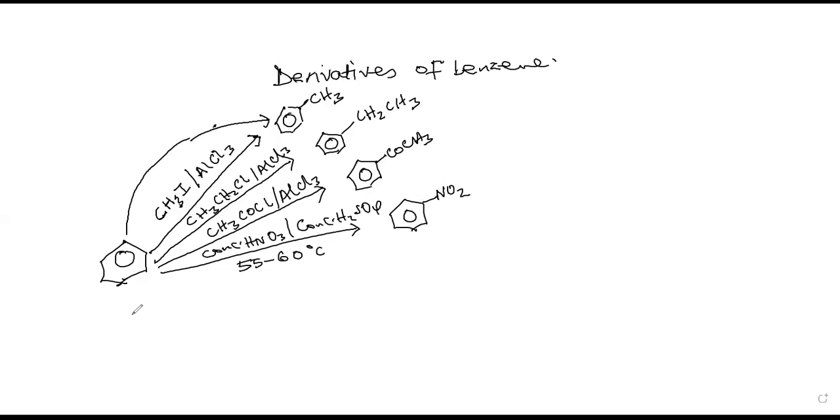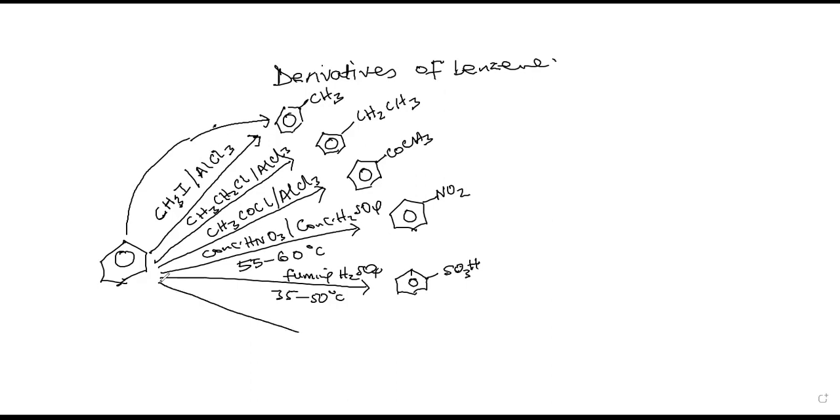We shall find out that these derivatives are quite much employed in other areas. Then you can also use concentrated sulfuric acid or fuming sulfuric acid. Let me use fuming sulfuric acid. If you use fuming sulfuric acid at a temperature of 35 to 50 degrees Celsius, you'll be forming benzene sulfonic acid as another derivative. Then still, you can carry out halogenation. For example, using chlorine in aluminum chloride, you'll be forming what we call chlorobenzene.